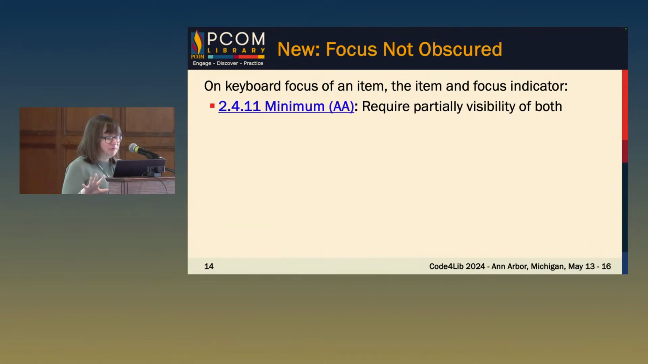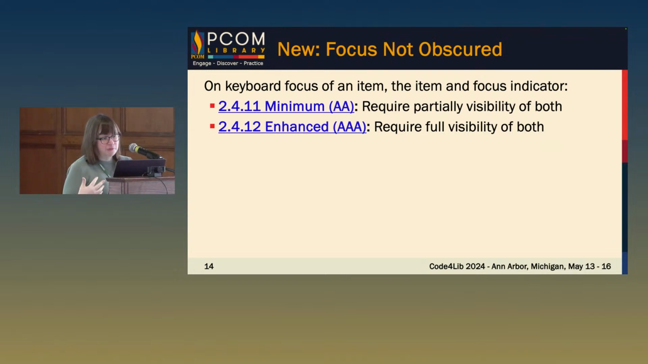2.4.11 is the minimum one, which is a AA, and requires partial visibility. So you should be able to see some of the item and definitely some of the focus indicator. Remember, a focus indicator does not need to be an outline. It can be a color change or some other things, although color alone is generally not recommended. So you need partial visibility. The AAA version, 2.4.12, requires full visibility of both, within reason. If the entire component fills up more than the screen, you fill as much as you can, but you shouldn't have a component that big.